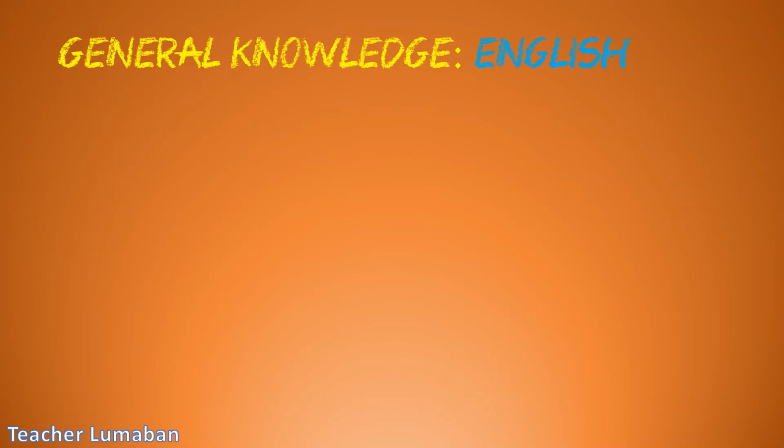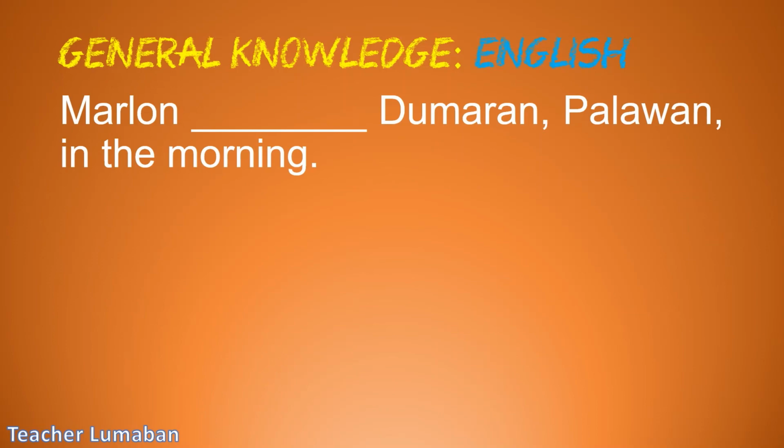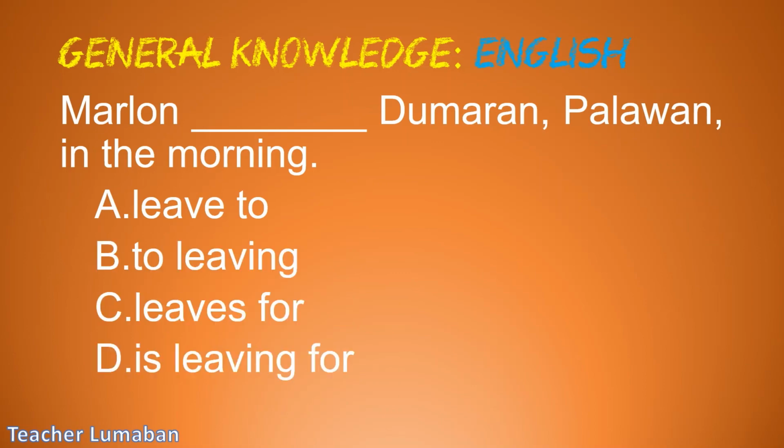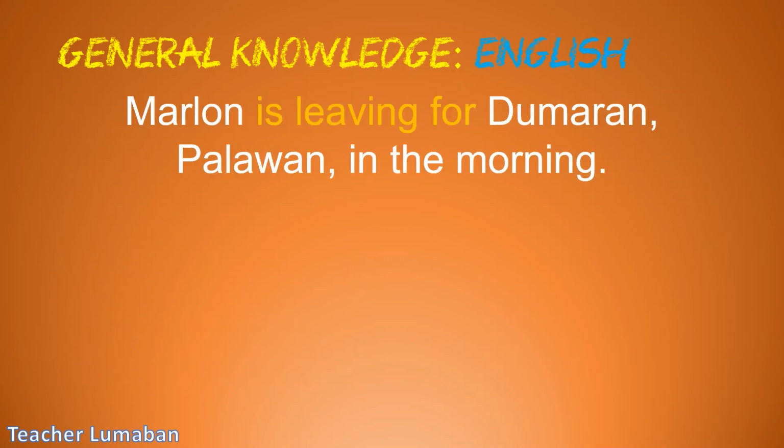Marlon blank Dumaran, Palawan, in the morning. Letter A, leave to. Letter B, to leaving. Letter C, leaves for. Letter D, is leaving for. Choose the suitable answer to the following choices in 5 seconds. 5, 4, 3, 2, 1. The correct answer is letter D, is leaving for. Marlon is leaving for Dumaran, Palawan, in the morning.